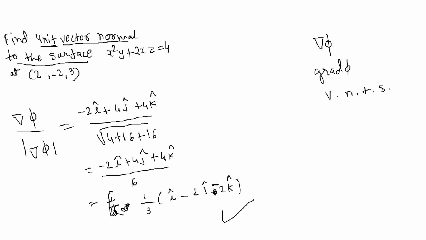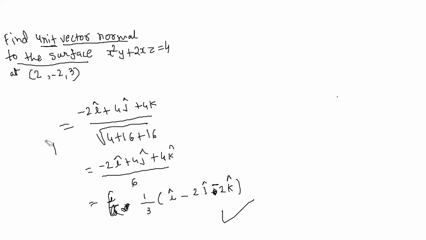Any query, students? This is the unit vector normal to the surface. If I only ask for the vector normal to the surface, then only find nabla phi. When I say unit vector normal to the surface, then nabla phi by mod nabla phi. Right, next question for your assignment.